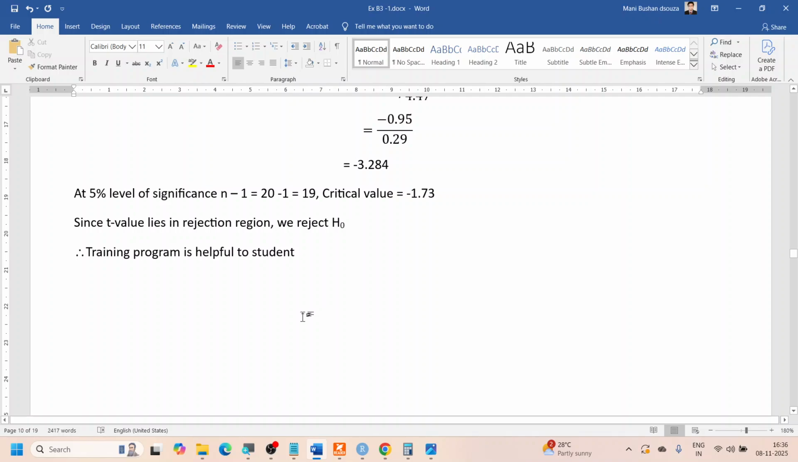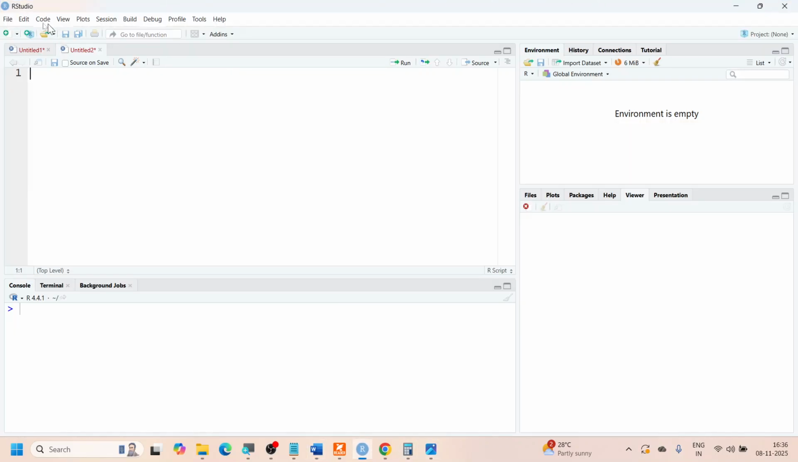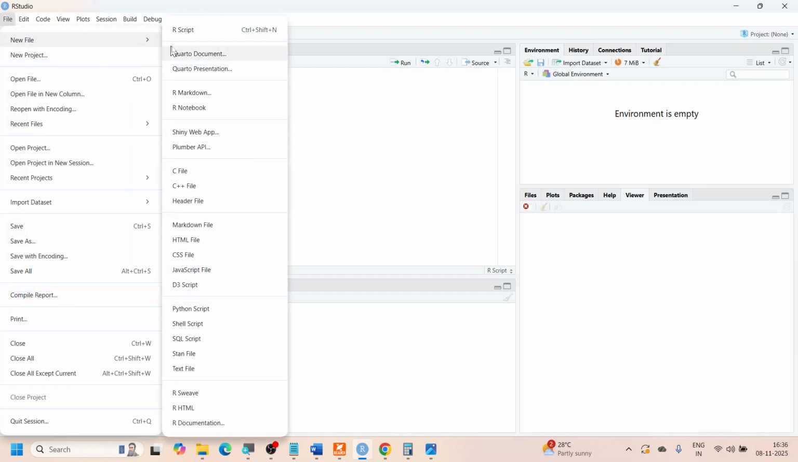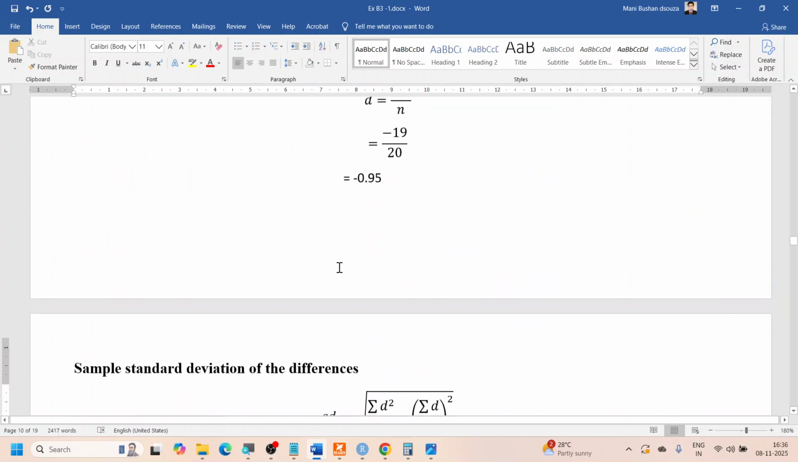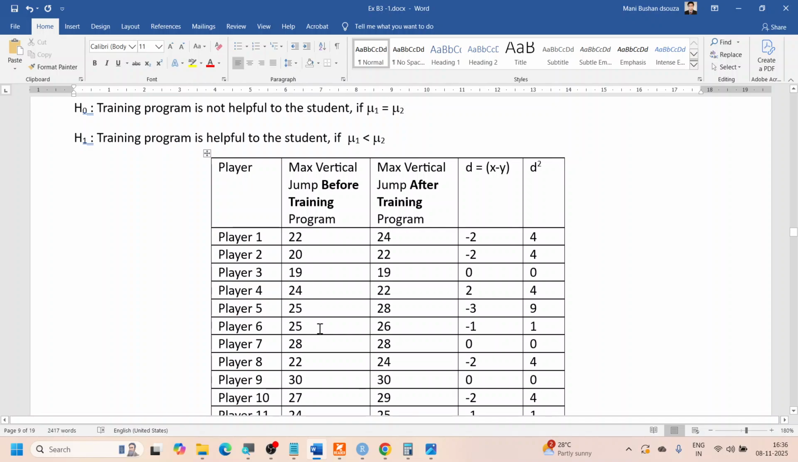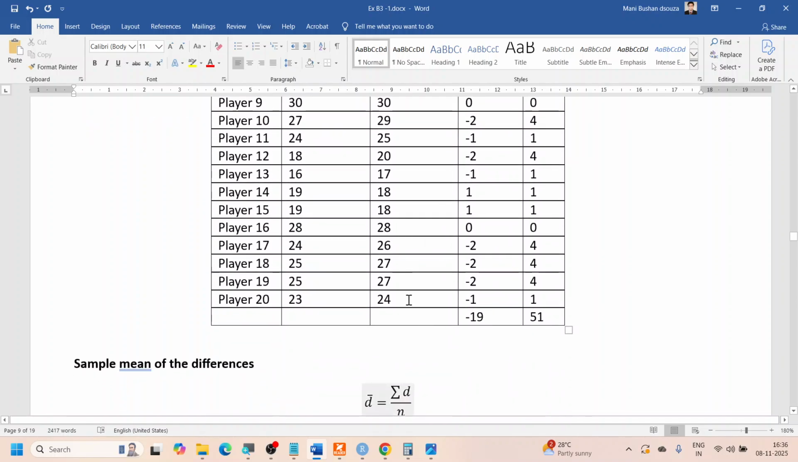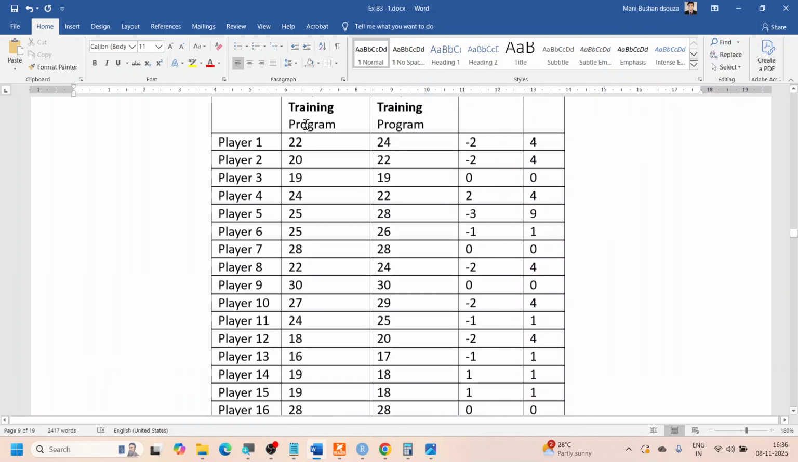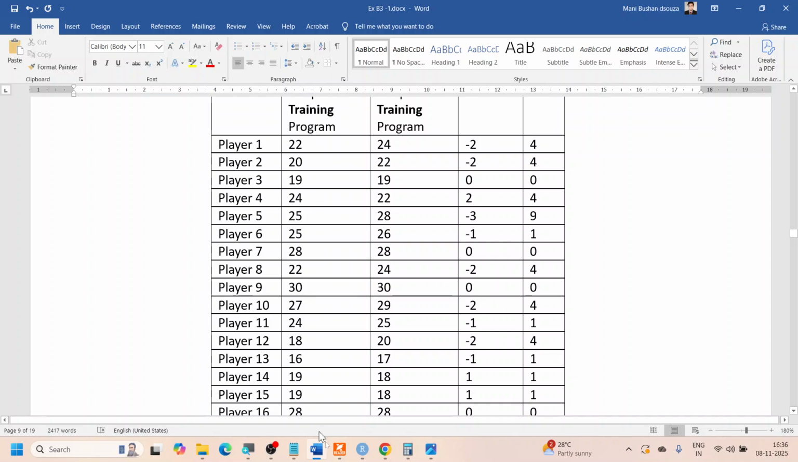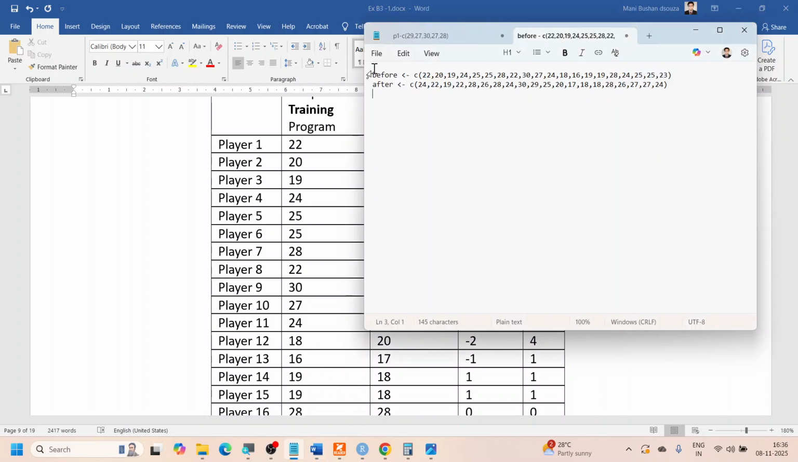So I'm going to go to the R here, and what are the things that we are supposed to do? Just go here and open a new script, if you have not already opened one. Whatever values are given in your question, convert them into vectors, and then let us create a data frame for that. I have taken the liberty of typing these values: 22 comma 20 comma and so on. I have already kept these values here directly.